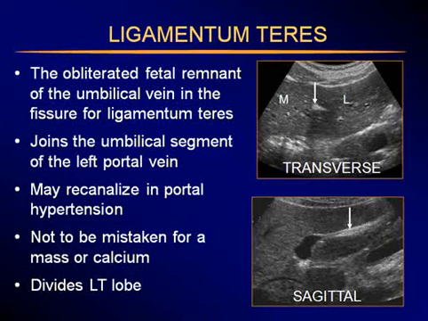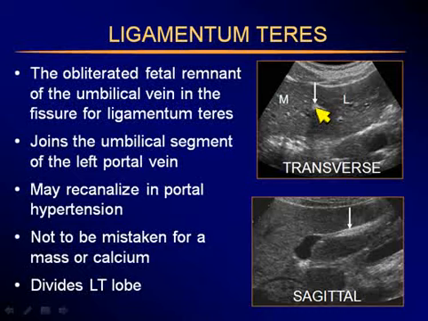We have different round ligaments in our body, but this is the round ligament in the liver, which is the obliterated fetal remnant of the umbilical vein. So the fetal umbilical vein, once the fetus is born, there's no need for that vein, so the vein clamps down and becomes almost like a thick fibrous cord located within the fissure for ligamentum teres. So the fissure has a little fat in it. That's what gives us bright reflectivity.